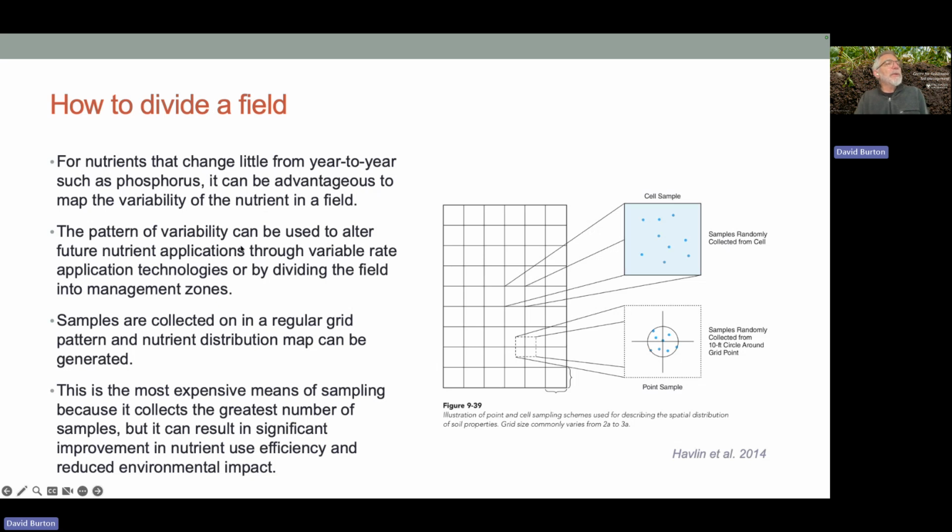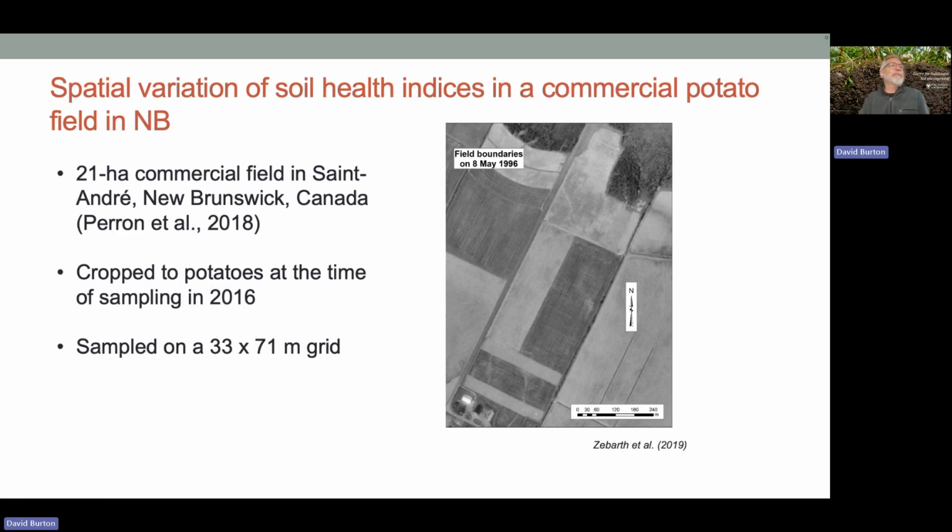This pattern of availability can be used to influence application rates, again, particularly with variable rate technologies. But grid sampling is indeed the most expensive sampling because you're taking the most samples and analyzing the largest number of samples. Here's a little example I want to show of how some of these properties can vary within the landscape. Too often we think about a field as being uniform. Well, they're not. They're just not.